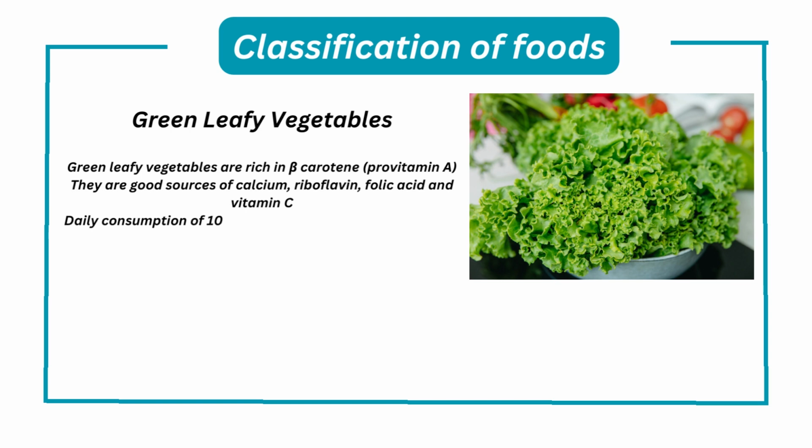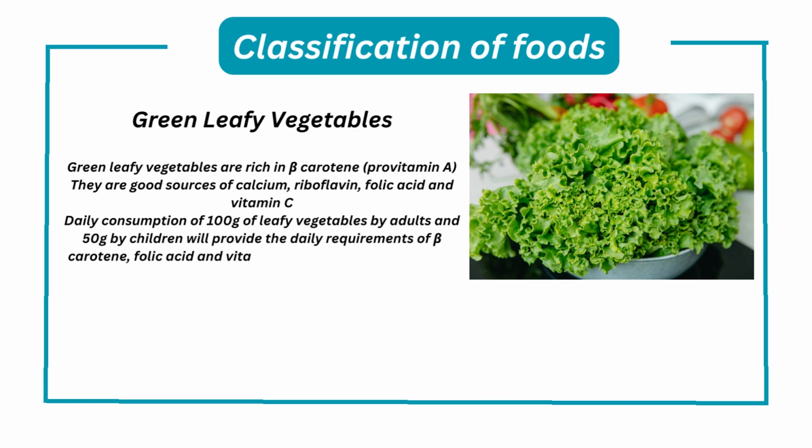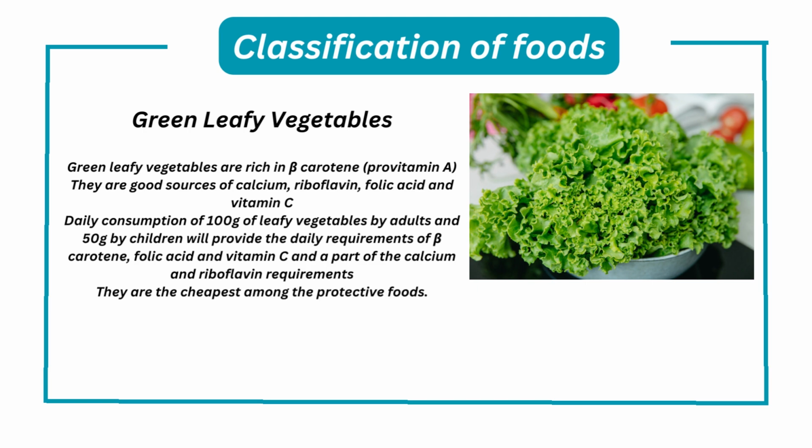Daily consumption of 100 gram of leafy vegetables by adults and 50 gram by children will provide the daily requirements of beta-carotene, folic acid and vitamin C and a part of the calcium and riboflavin requirement. They are the cheapest among the protective foods.